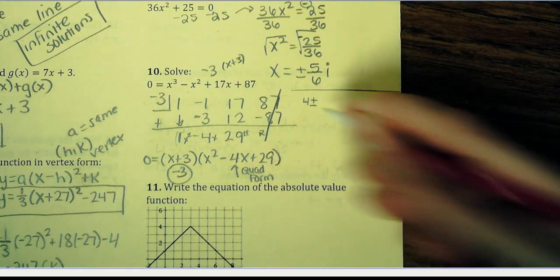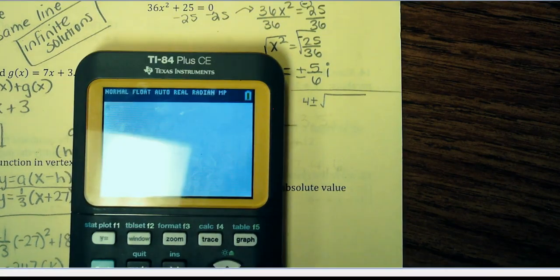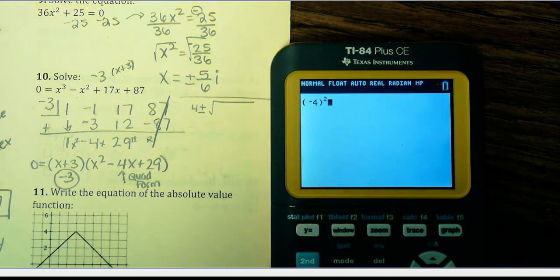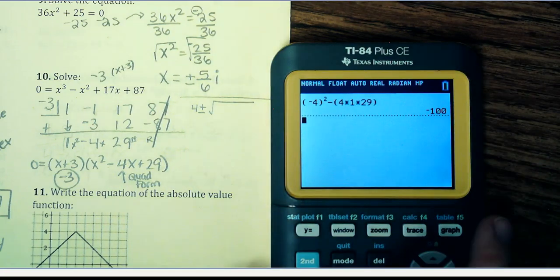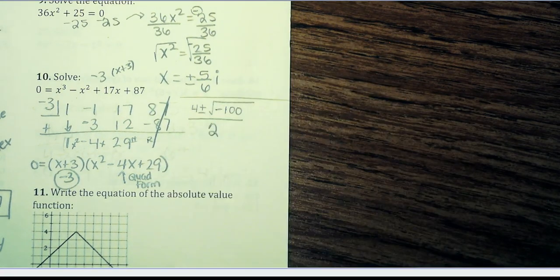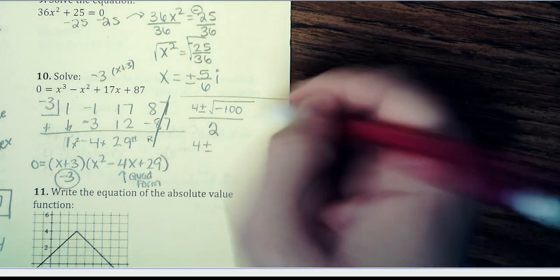Opposite of b would actually be positive 4, plus or minus, I'm just going to grab the calculator here. Let's see, b squared. This would be -4. Make sure you put that in parentheses, squared, minus 4 times our a value, which would be 1, and our c value is 29. So I have -100 under my square root, and 2a would just be 2 times 1. Now, this is super nice for us because 100 is a perfect square. Negative 100 is a perfect square in imaginary land, so this is 10i.